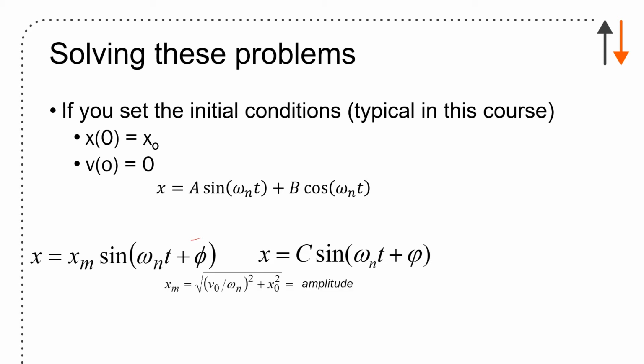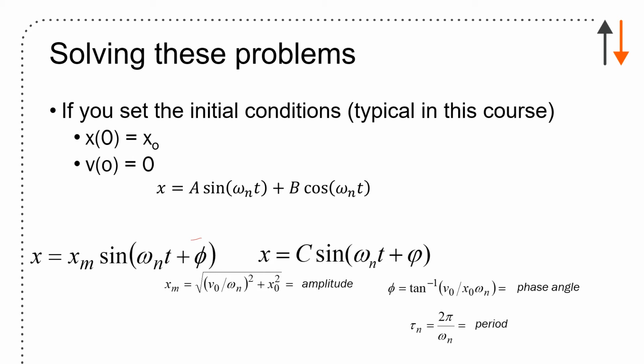You also can have solutions that look like this, where you say x is equal to xm sine omega n t plus phi, or x is equal to xm cosine omega n t plus phi. And xm is just going to be the amplitude that you calculated in the previous part. So there are no real challenges to these problems. You're going to get used to them. You'll see a lot of them. But the really important thing is that you start to practice them.